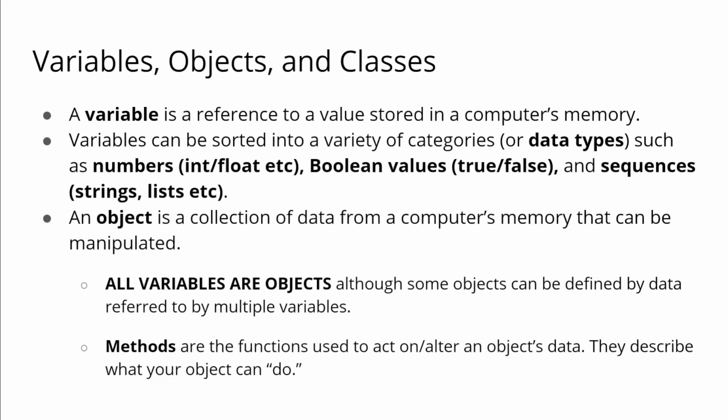Variables, objects and classes are a very crucial part of any programming language. A variable is a reference to a value stored in a computer's memory. Variables can be sorted into a variety of categories such as numbers, boolean values and sequences. An object is a collection of data from a computer's memory that can be manipulated. A few of the important points are: all variables are objects, although some objects can be defined by data referred to by multiple variables. Another point is that methods are the functions used to act on an object's data. They describe what your object can do.